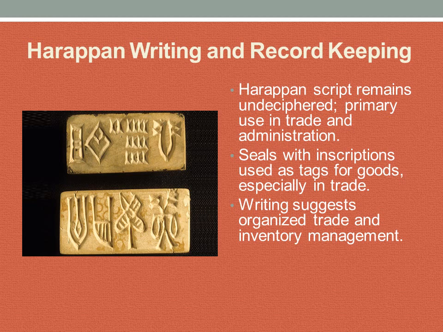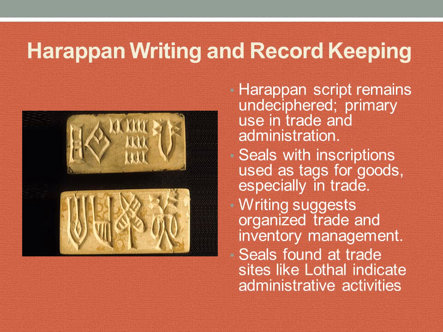Writing suggests organized trade and inventory management. So there were probably proper inventories and storage facilities along with proper transport capabilities, which all lead to proper growth in trade. So unless we decipher the writings, it cannot be known properly. But the existence of writing suggests that there was organized trade and inventory management. Seals found at trading sites like Lothal indicate that there were administrative activities which were directly linked with trade and trading infrastructures.